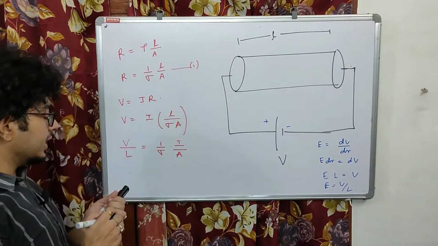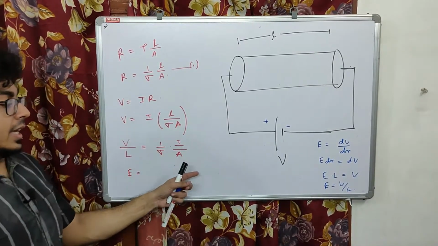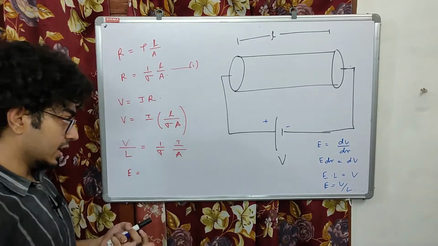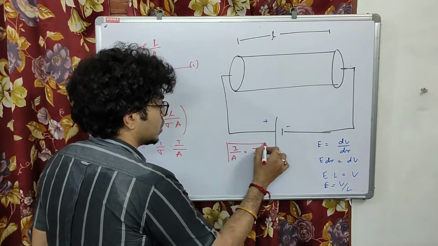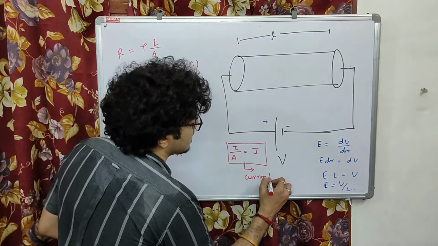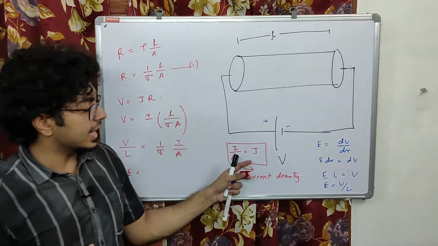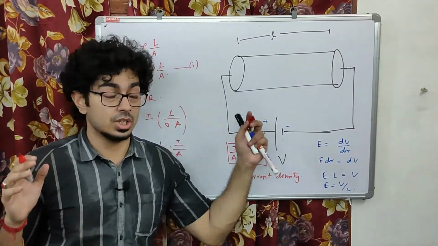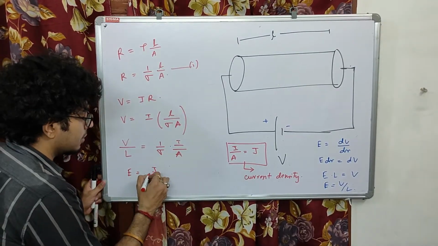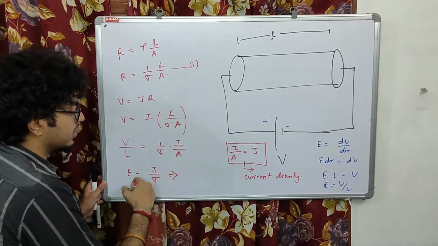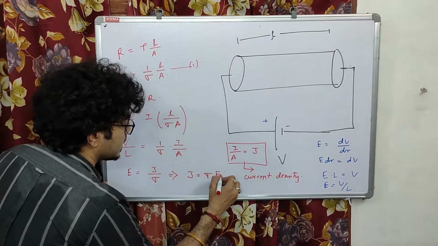So here V by L I can write as electric field, and I by A, you don't know this term, this I by A is defined as J. This is known as current density. This quantity I by A, current flowing per unit area at a certain position, is known as J, that is current density. So here I can write E equals J by sigma. So it can ultimately be written as J is equals to sigma E.